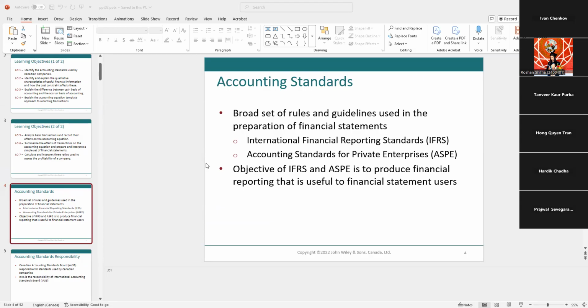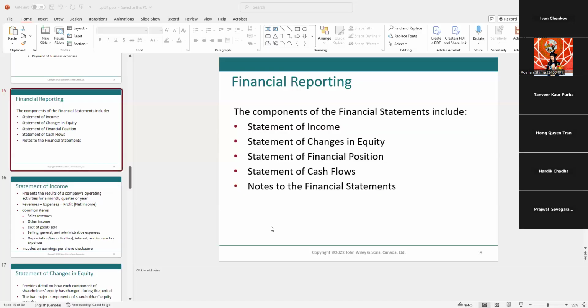One was the income statement. The second one was the statement of shareholders' equity, changes of equity. The third one is the statement of financial position. The fourth one is the statement of cash flow. And the last one is the notes to the financial statements. So very briefly, what we can see on each of those statements before we start preparing them.